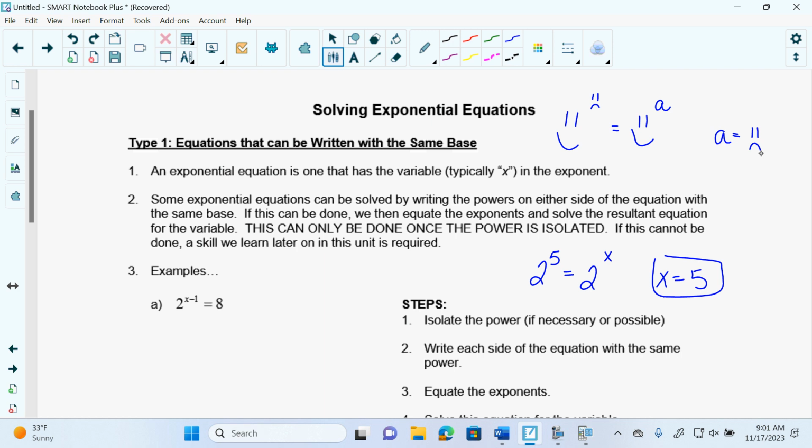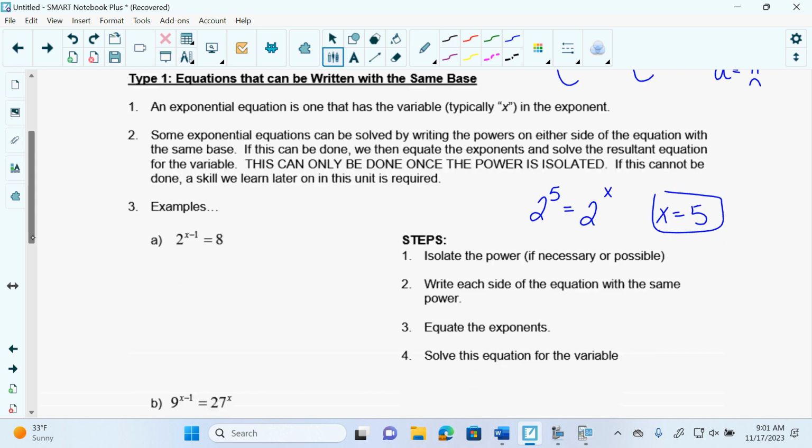What are we ultimately doing here? We're making sure that our bases are the exact same. We only have one base on one side, one base on the other. If I have more than one base, I have to put them together. So I have one base on one side, one base on the other, smiley face, smiley face. And then if they're the same bases, I could say, well, the exponents must equal, or this wouldn't be a true equation, correct? So currently, I have 2 to the x minus 1 equals 8.